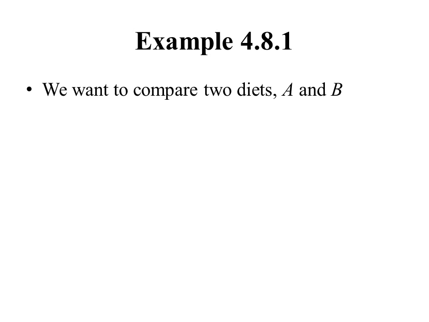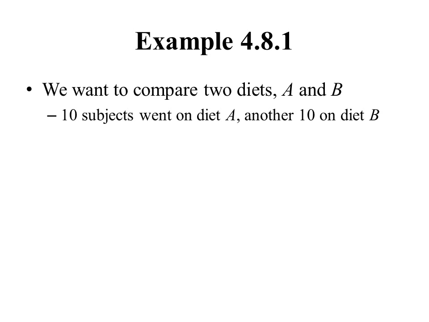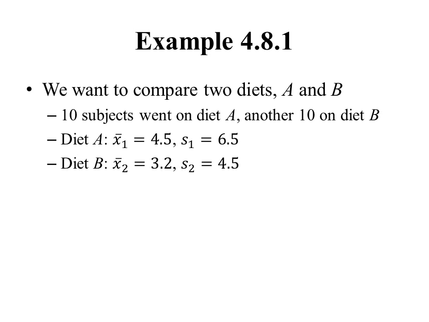Now, to illustrate the need to estimate the difference between two population means, consider this scenario. We want to compare two diets, A and B. And suppose we put 10 subjects on diet A and another 10 subjects on diet B, and we recorded their weight loss at the end of the trial. And so suppose that on diet A, the mean weight loss was 4.5 pounds with the standard deviation of 6.5. And on diet B, the mean weight loss was 3.2 pounds with a standard deviation of 4.5 pounds.